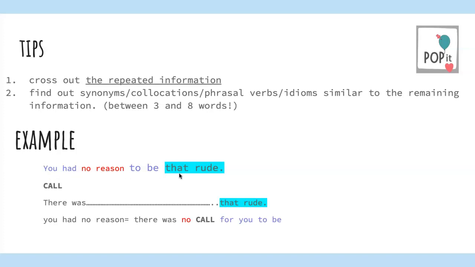So, you had no reason to be that rude. That rude is the repeated information you've got here, and then I have to paraphrase you had no reason to be, which with call should be there was no call for you to be. Okay, so my last sentence will be there was no call for you to be that rude, right? So this is the perfect situation for you to learn more vocabulary of a C2 proficiency level.